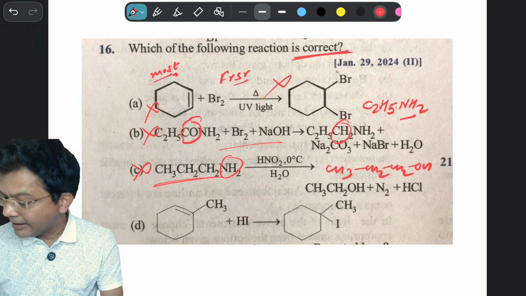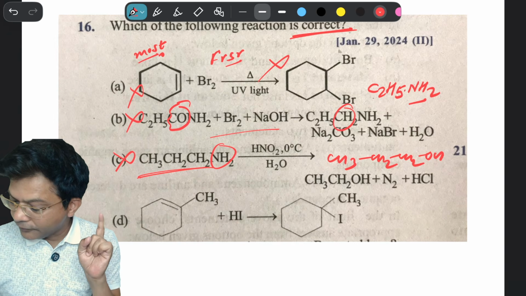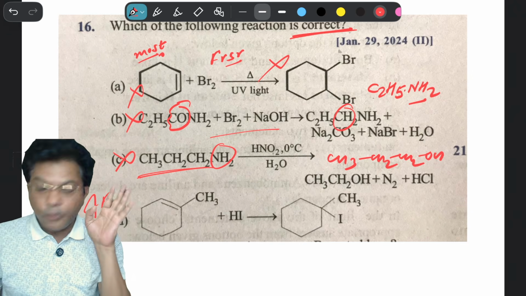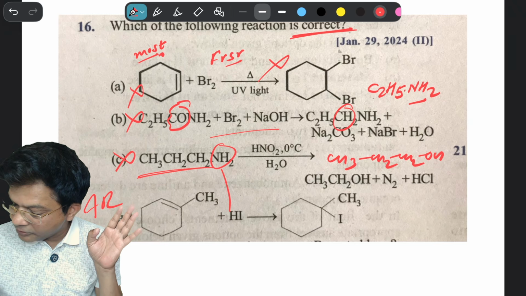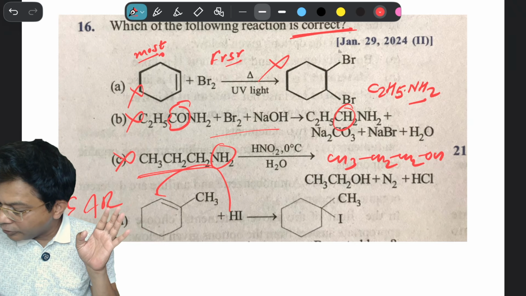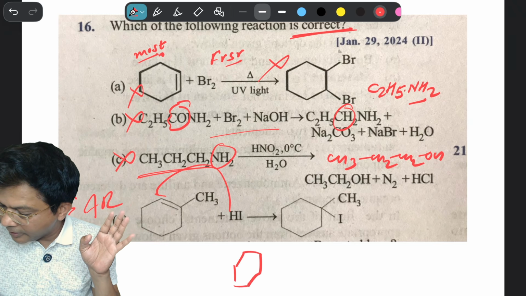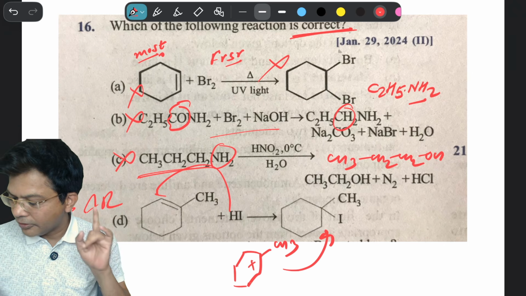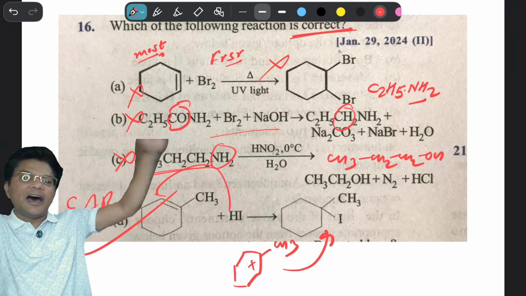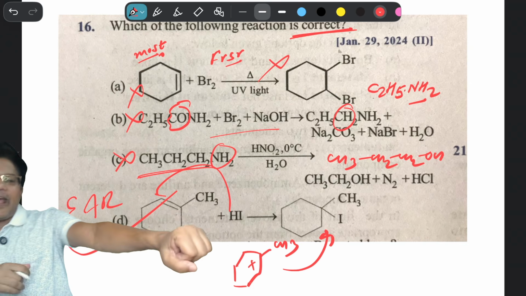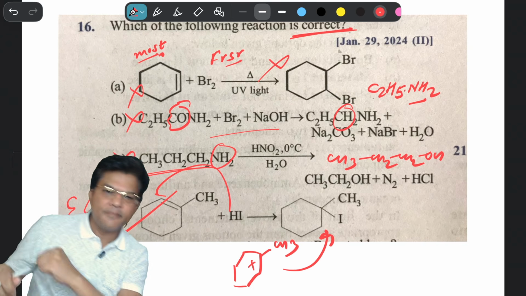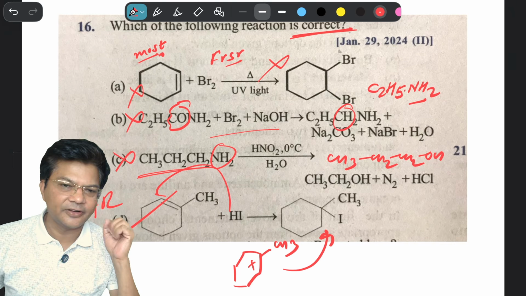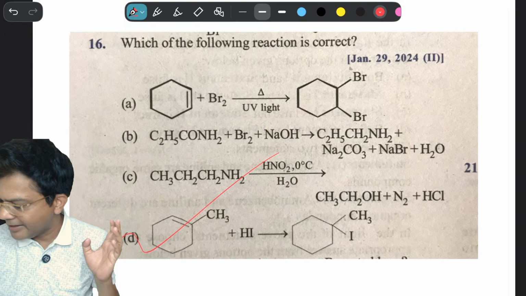Now let's see. HI is an electrophilic addition reaction. First H plus will attack to form the more stable carbocation. So H plus will attack over here and you will get this intermediate. And iodide will attack. So D is the correct answer. I have got it. Done and dusted. Okay, now next question.